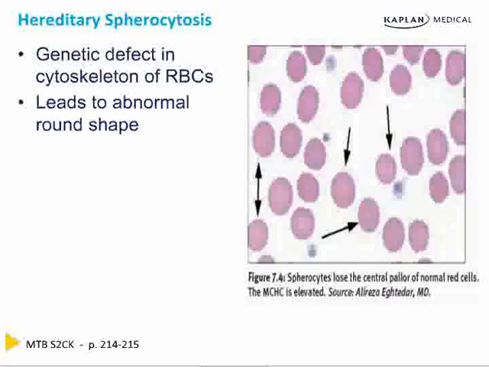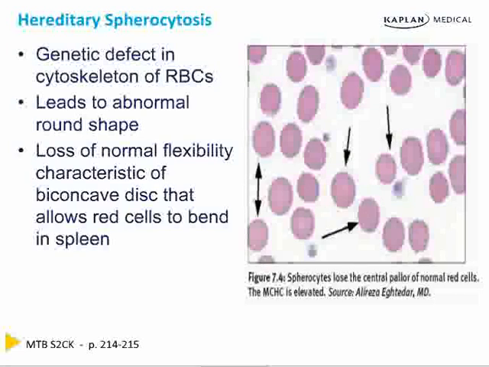So if you don't have that cytoskeleton, it leads to an abnormal shape, which is round. So that means you also lose the flexibility. See, red cells have a tremendous flexibility to get around corners, go through the spleen, go around narrow vessels, squish themselves through capillaries. But if you have spherocytosis, if you've lost the cytoskeleton, if you have an abnormal round shape, you lose the normal flexibility characteristic of biconcave discs that allows red cells to bend in places like the spleen or the blood vessels. And the problem with this is they get crunched in the spleen.